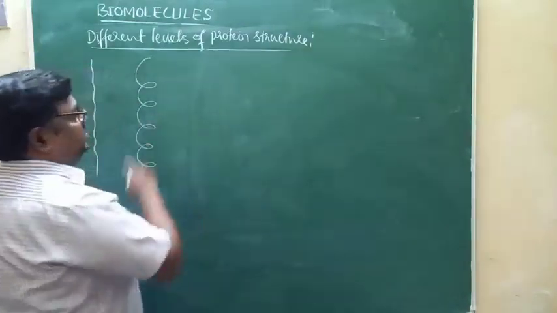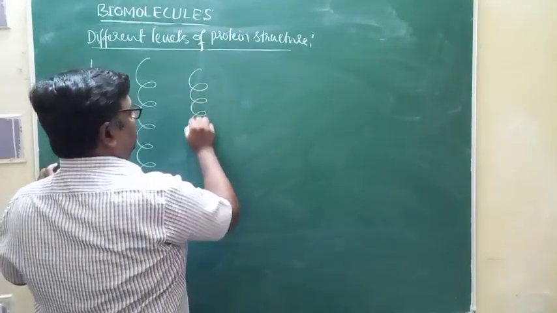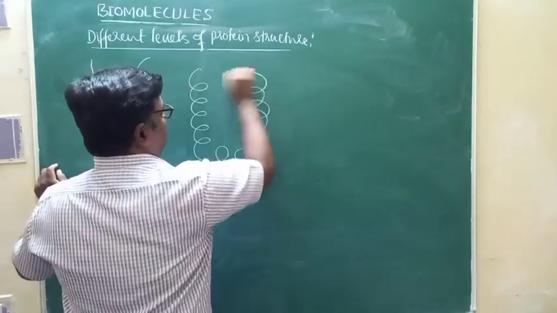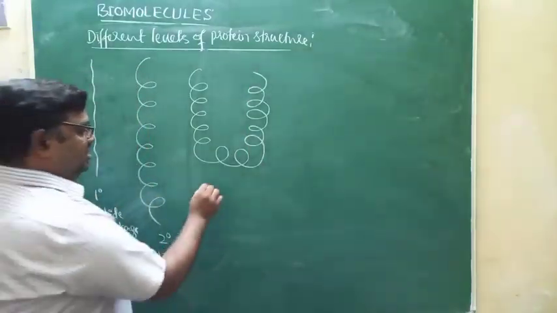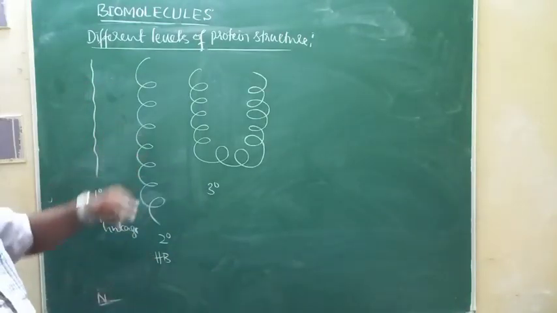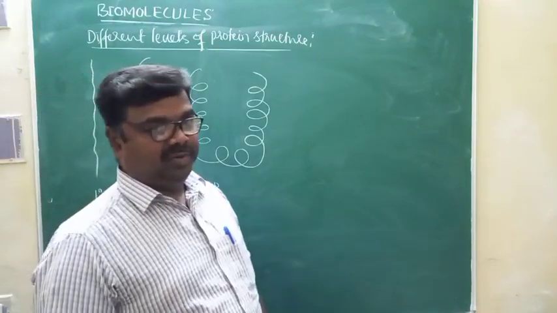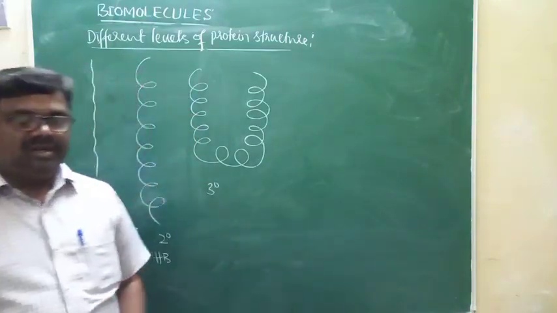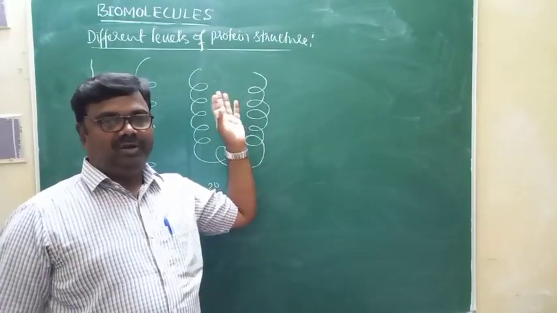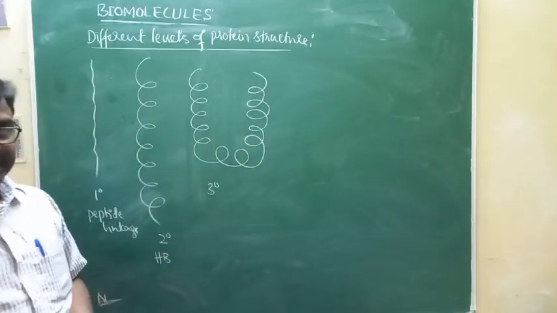bonds. This particular secondary structure undergoes further folding, and that results in what we call tertiary structure. This is tertiary structure of protein, a further folding of secondary structure. As far as tertiary structure of protein is concerned, it is overall folding of a polypeptide chain to give definite molecular shape to the protein. That is what we call tertiary structure.